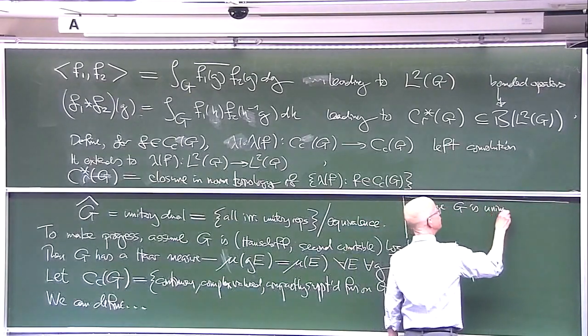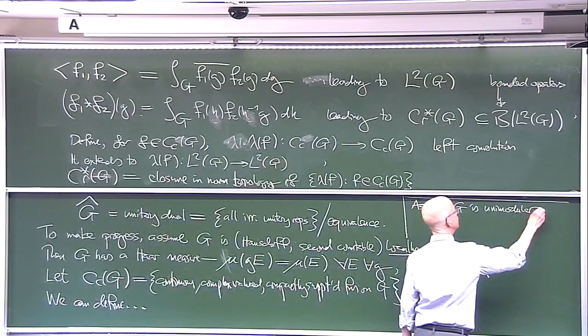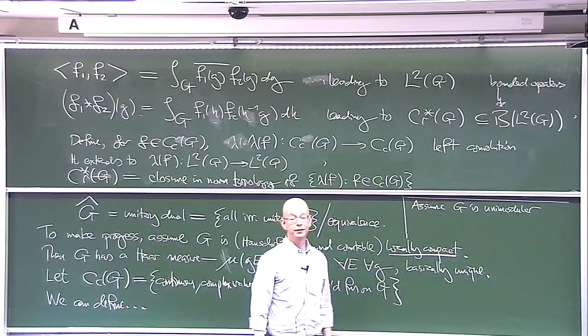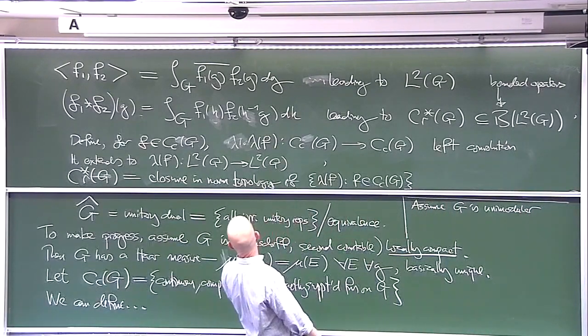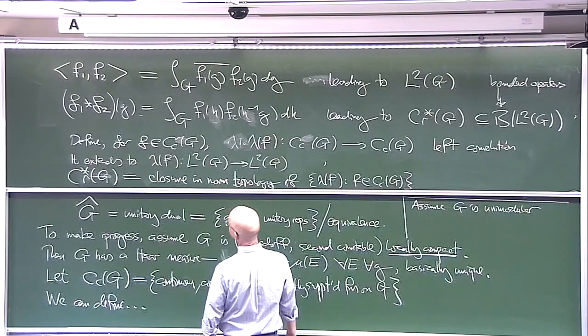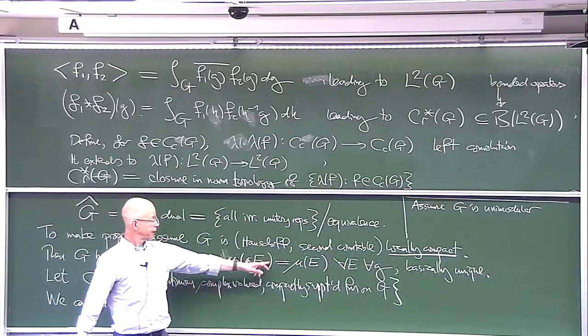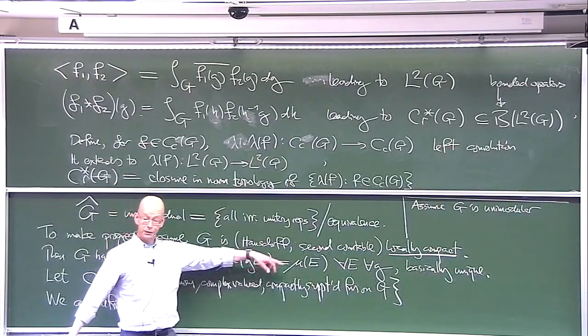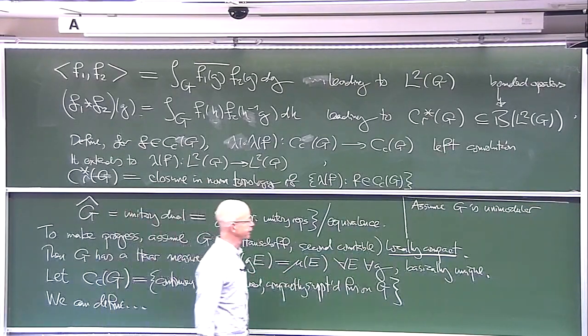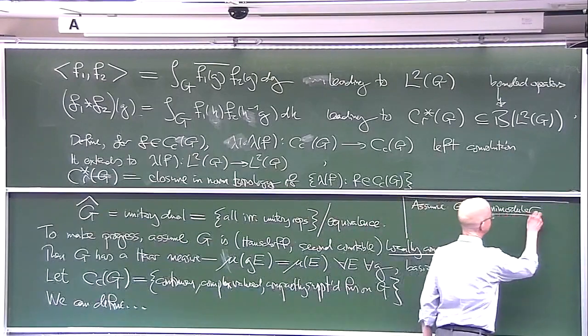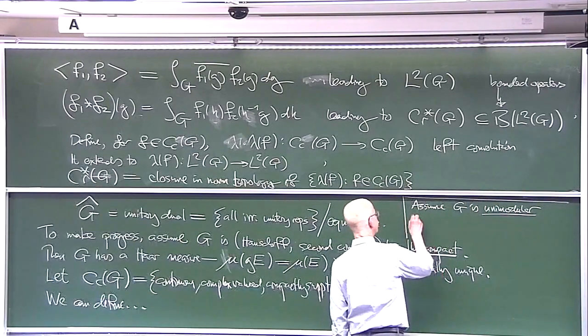So let's, for simplicity, assume that G is a unimodular group. It means that the left invariant Haar measure, which was up here somewhere, is also a right invariant Haar measure. Here we go. Instead of multiplying on the left, let's imagine that multiplication on the right also didn't change the measures of sets. If that's the case, say that G is unimodular.